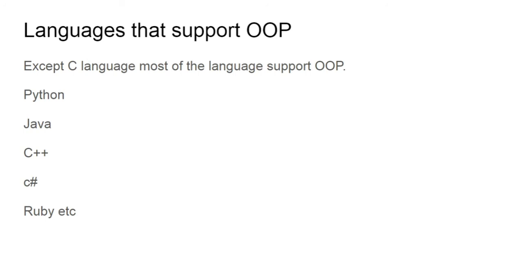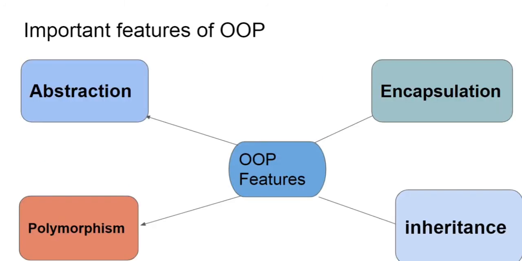object-oriented programming. Except C, most languages support object-oriented programming: Python, Java, C++, Swift, C Sharp, Ruby, Kotlin. Most of the languages support object-oriented programming except the C language. So we have the important features. These are very important features of object-oriented programming: abstraction, polymorphism, encapsulation, and inheritance.